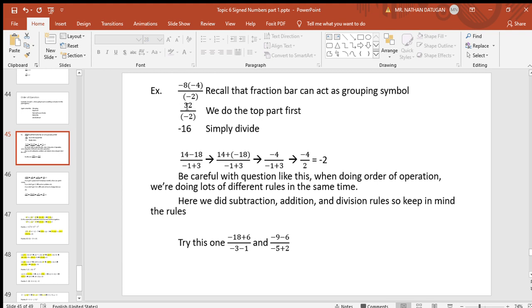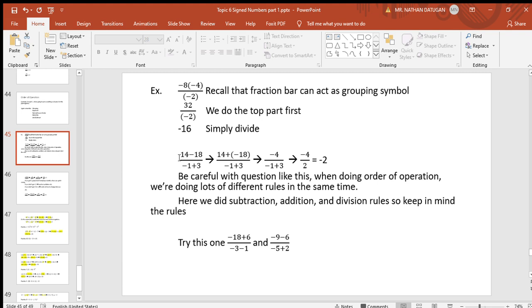Now we're left with the bottom part, negative 2. 32 divided by negative 2 is, again, we're dividing two numbers with different signs. What will your answer be? Negative. So 32 divided by 2 is 16. So your answer is negative 16. Now let's have another example. 14 minus 18 all over negative 1 plus 3.